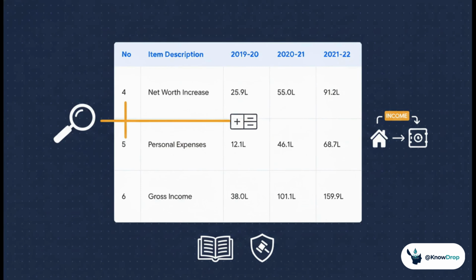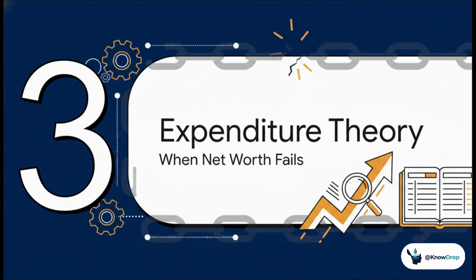If we look at the year 2019 to 2020, Babarao's net worth increased by roughly 25.9 lakhs. Then we add back his personal family expenses of about 12.1 lakhs. That means his true gross income had to be at least 38 lakhs just to fund that kind of lifestyle and asset growth. So as an investigator, you'd take that 38 lakh figure and compare it straight against his filed income tax return. If he only declared, say, 15 lakhs, you've got 23 lakhs of unexplained and very likely illegal wealth on your hands.